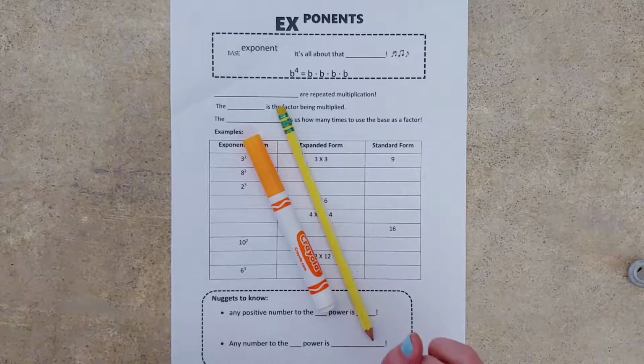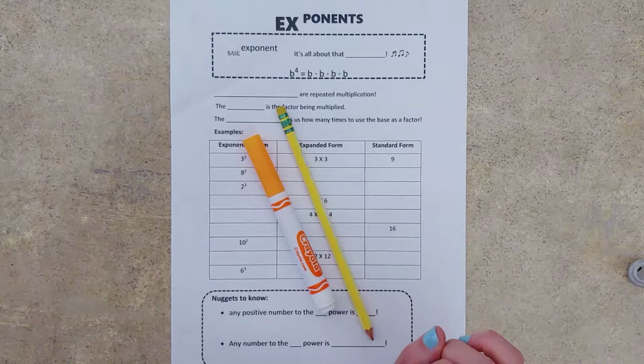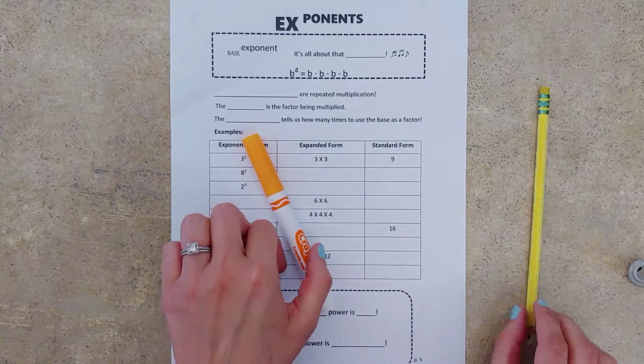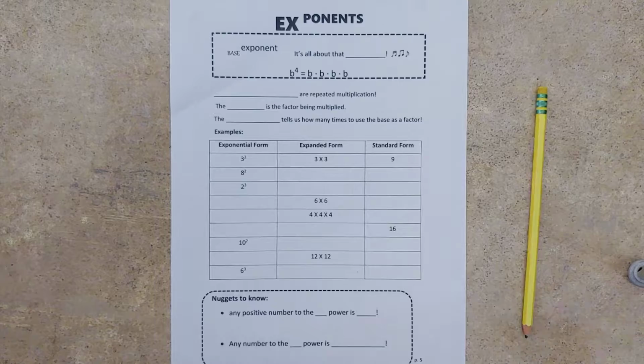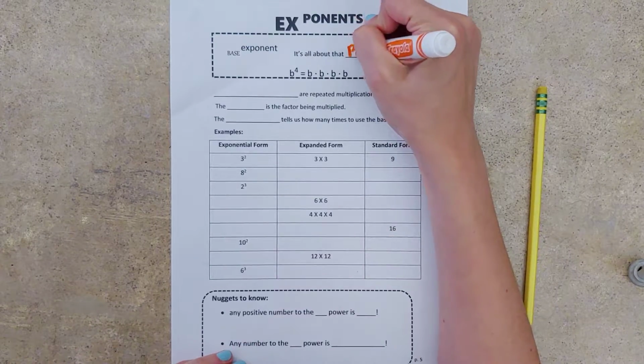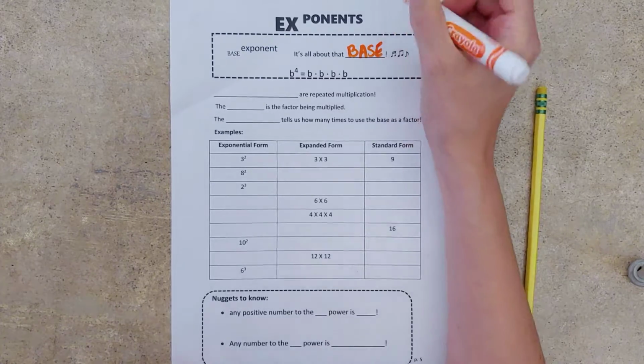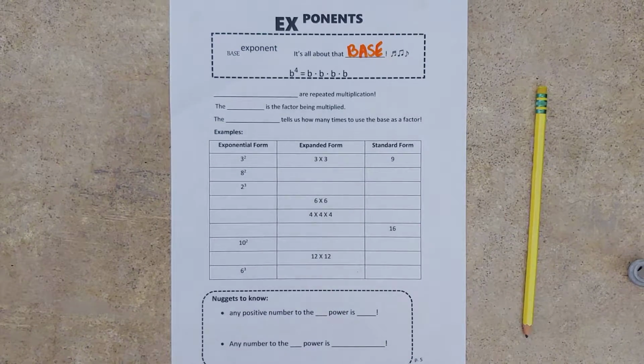Exponents. We are concerned about two things, our base and our exponent. And if you remember that one Meghan Trainor song, it's all about that bass, no trouble. All right, now that I have embarrassed myself, it's all about that bass. And we'll talk about why in just a second.